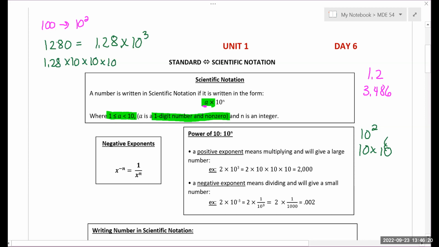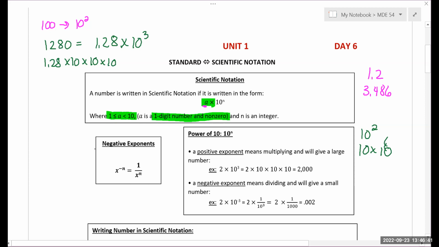Now, from your day 4 unit, we know that that moves the decimal 1, 2, 3 when we were talking about the metric system. So 2 times 10 to the third is 2 times 10 3 times, which adds 3 zeros or gives you 2,000.